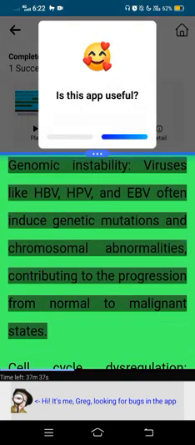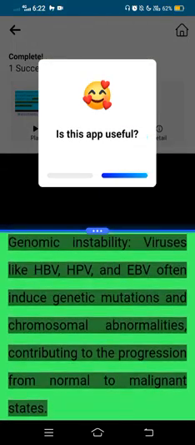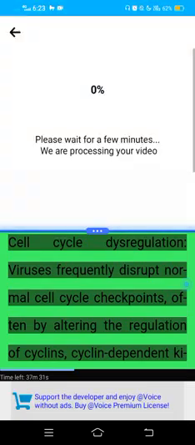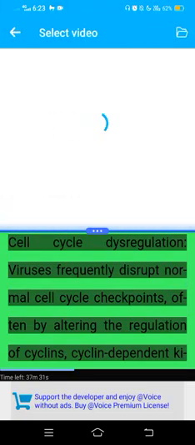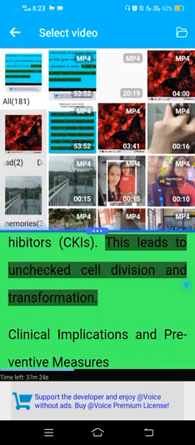Genomic instability. Viruses like HPV and EBV often induce genetic mutations and chromosomal abnormalities, contributing to the progression from normal to malignant states. Cell cycle dysregulation. Viruses frequently disrupt normal cell cycle checkpoints, often by altering the regulation of cyclins, cyclin-dependent kinases (CDKs), and their inhibitors, CKIs. This leads to unchecked cell division and transformation.